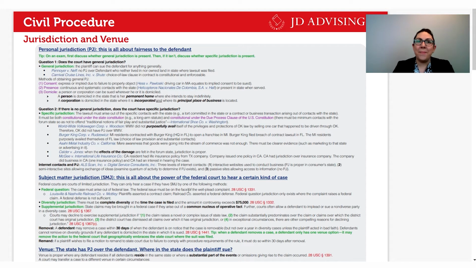Again, this doesn't mean the Motleys are out of luck. They could still file their case. They just put it in the wrong court system. They are allowed to file it in state court. They just can't file it in federal court.